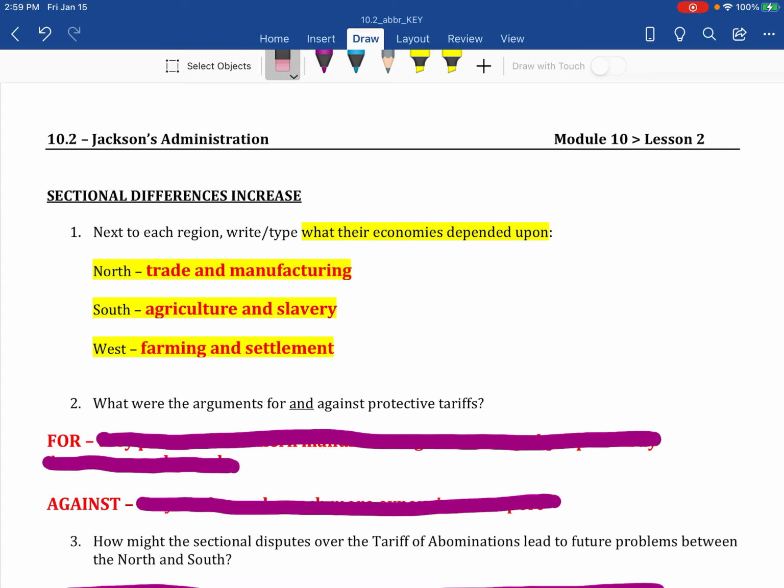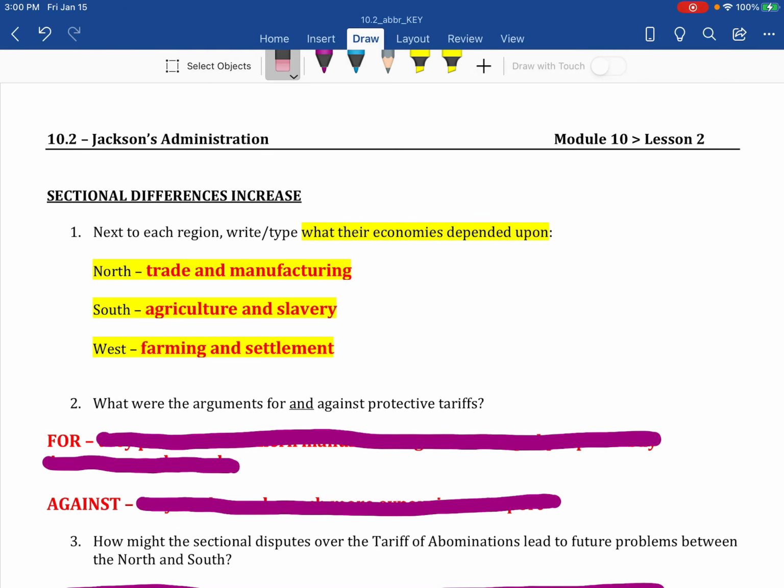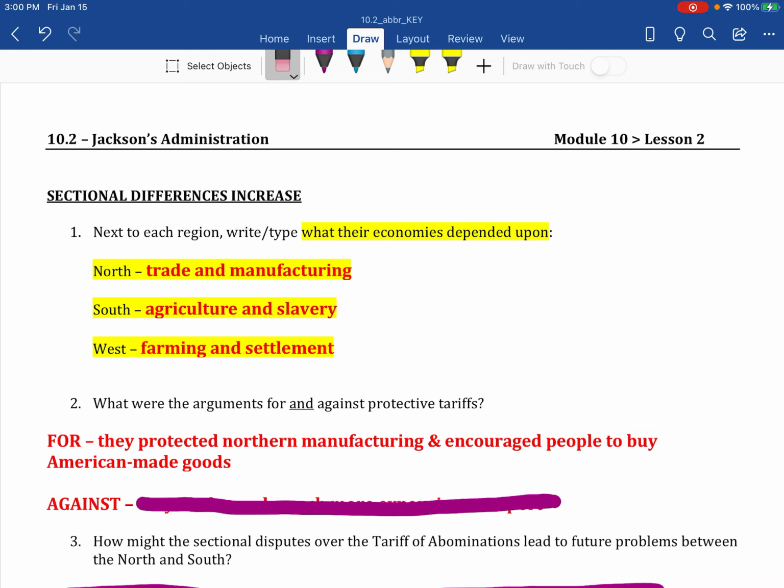Number 2, what were the arguments for and against protective tariffs? We talked about protective tariffs when we compared Alexander Hamilton to Thomas Jefferson, and we learned at that point that Hamilton wanted tariffs. He was a northern city guy who supported manufacturing, whereas Thomas Jefferson did not want tariffs. He was a southern plantation owner, and he felt like they hurt people. So it really is along the same lines. This is sort of review for us.